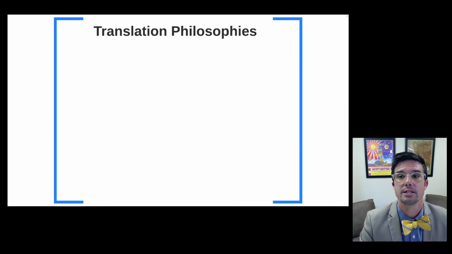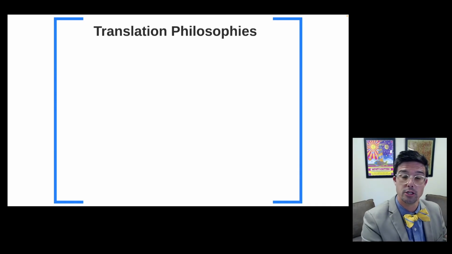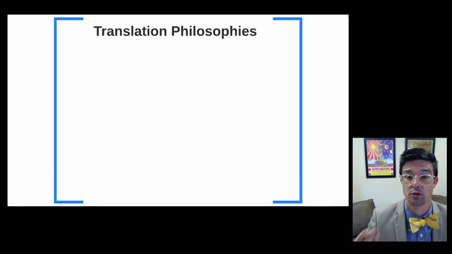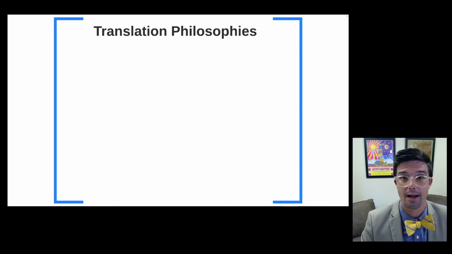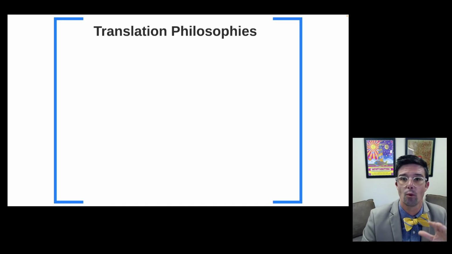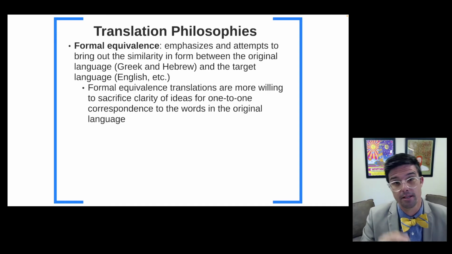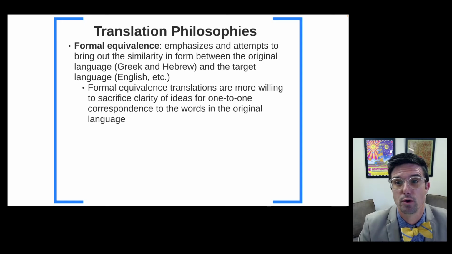As far as translation philosophies go, there are two main ways that different translation committees, that is, different groups of people that have come together, create translations. So all of the translations that you engage, the NIV, the NRSV, these kinds of things, are done by committee. And these committees tend to take one of two translation philosophies that exist on a spectrum with one another. On one end of the spectrum is the formal equivalence philosophy of doing translation.